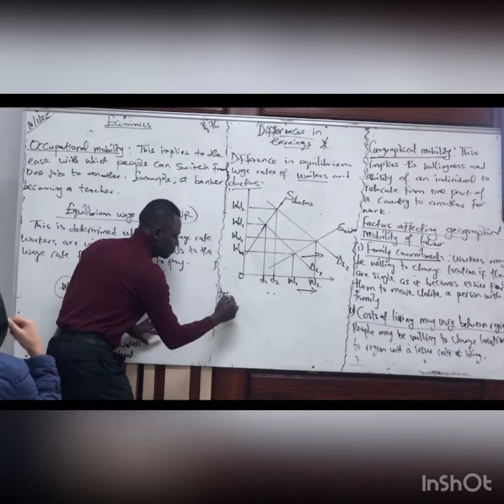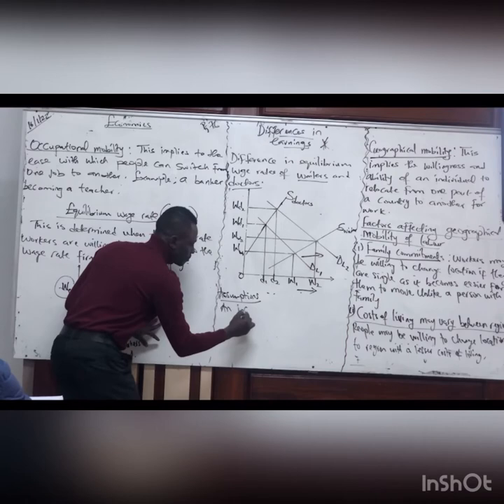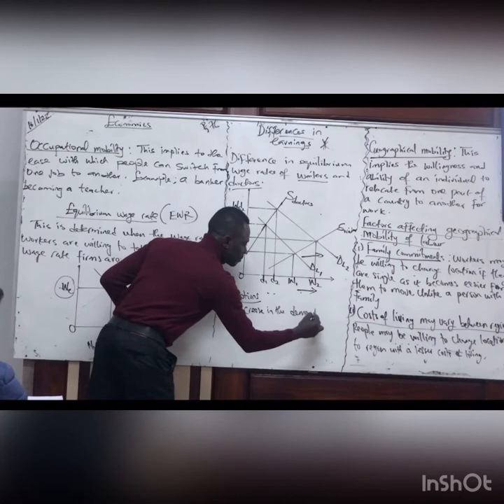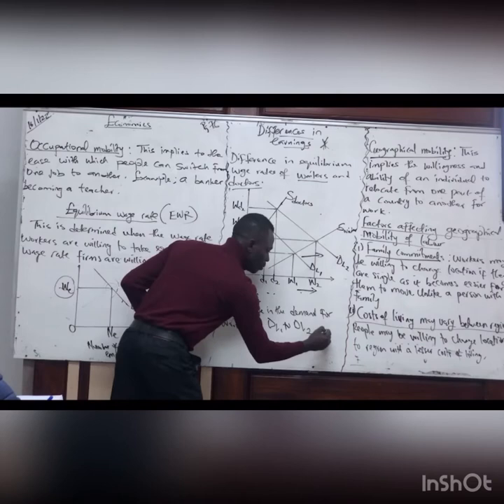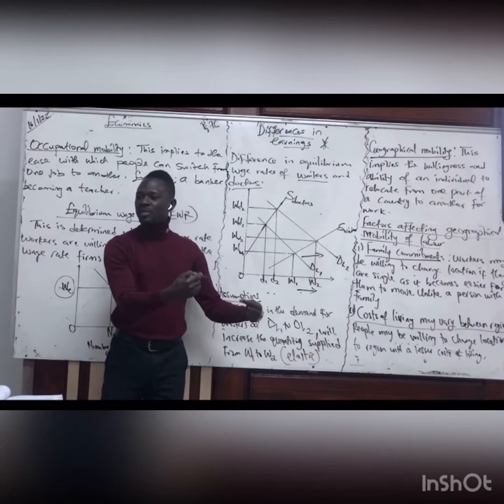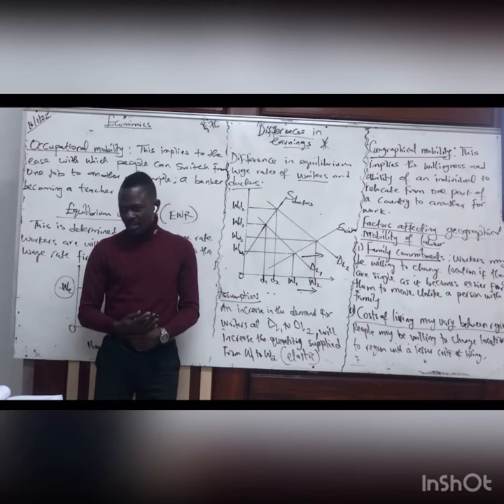an increase in the demand for waiters at DL1 to DL2 will increase the quantity supplied, will increase the more worker, the more waiters needed can be supplied as soon as possible. Do we understand? So at this point in time, it does not mean that the wage rates can increase.